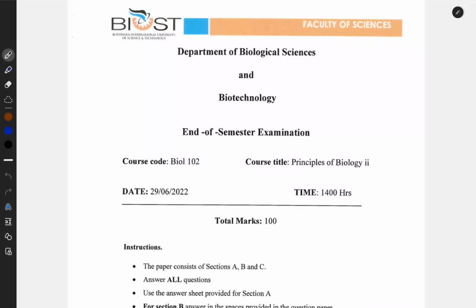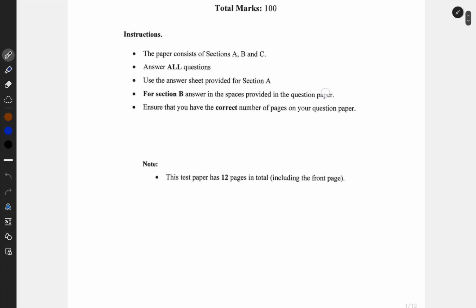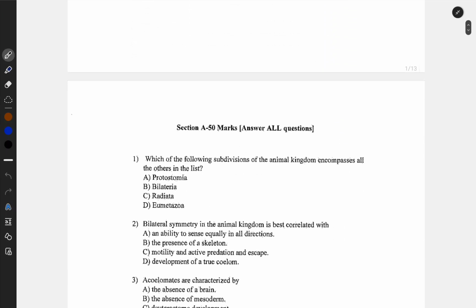All right, so yes, we are going through this paper, and our first focus right now is going to be all the questions to do with animal diversity from section A. As we know, this paper is out of 100. Section A is going to be 50 marks, and numbers 1 to 13 are going to be animal diversity. So, let's go through it and let's see.